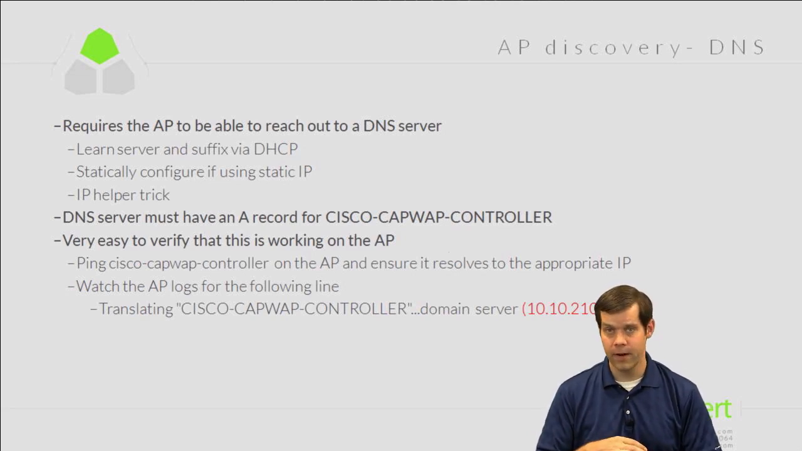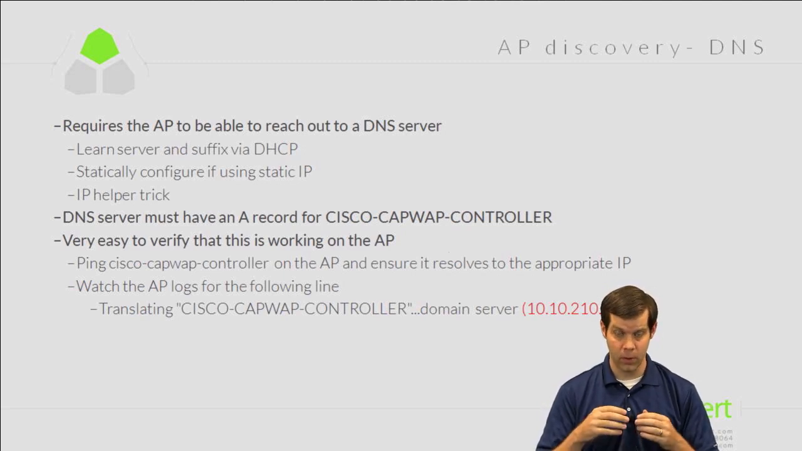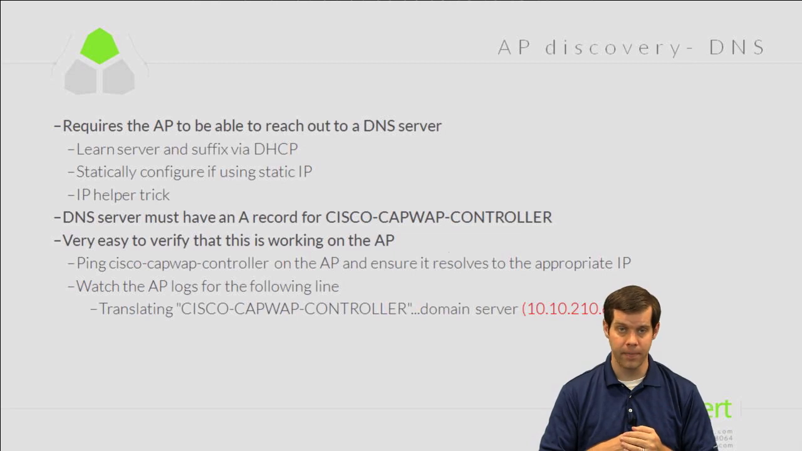This is actually really easy to verify on the AP itself to know if this method is working. The first method you can do is just go to the console of the AP and type ping Cisco-CAPWAP-controller. If it resolves to an IP address, you should see it, and if you can actually ping the IP address, that lets you know it's working.